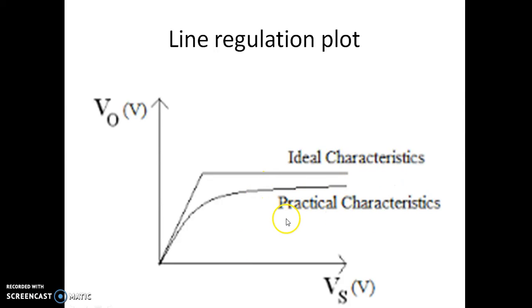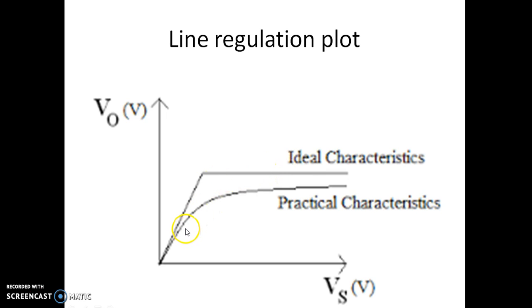Now on the x-axis we have the line voltage, that is the input voltage. On the y-axis we have the output voltage. Now the ideal characteristics: if the input voltage is increasing, the output voltage is also increasing here. So this is not yet regulated. If the input voltage goes above this, beyond a certain level, the output voltage is not increasing after this. The output voltage is remaining constant. Meaning, if the input voltage changes after this value to any value greater than that, the output voltage remains constant. So this is the ideal characteristics.